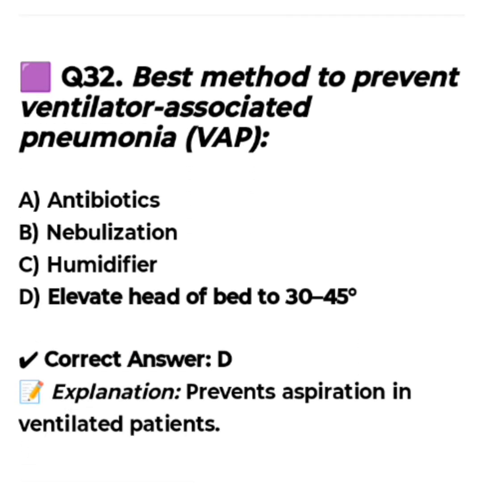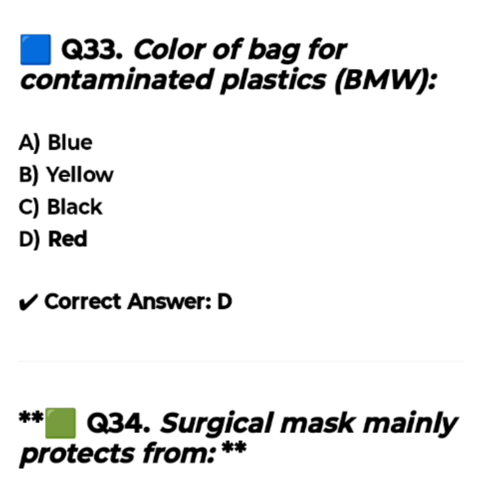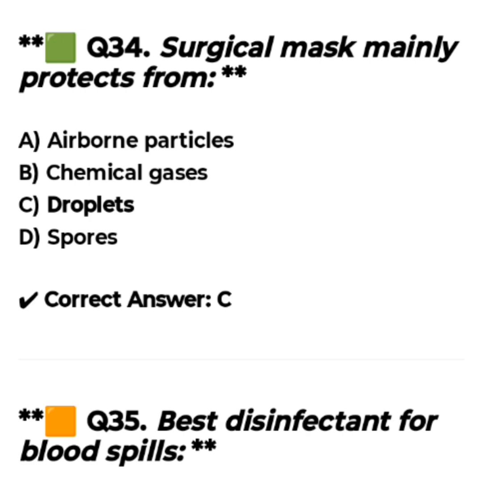Best method to prevent ventilator associated pneumonia. The correct answer is option D, elevated head of bed to 30 to 45 degrees. Color of bag for contaminated plastic in biomedical waste. The correct answer is option D, red. Surgical mask mainly protects from. The correct answer is option C, droplets.